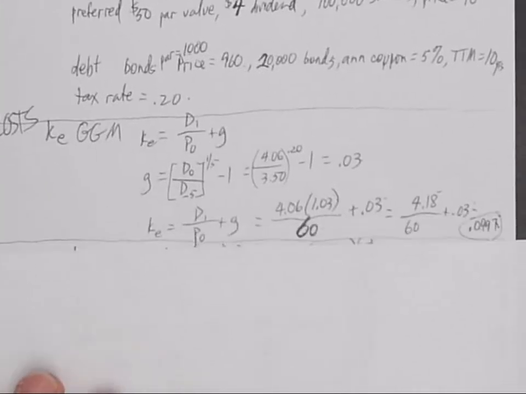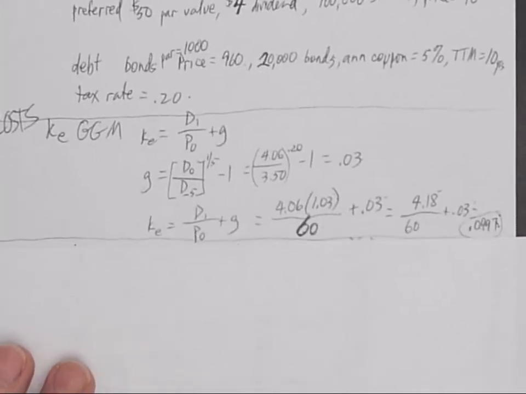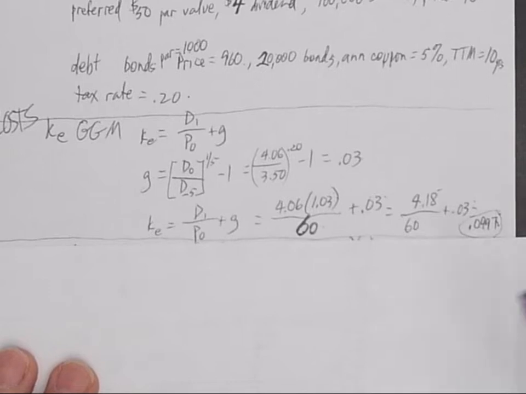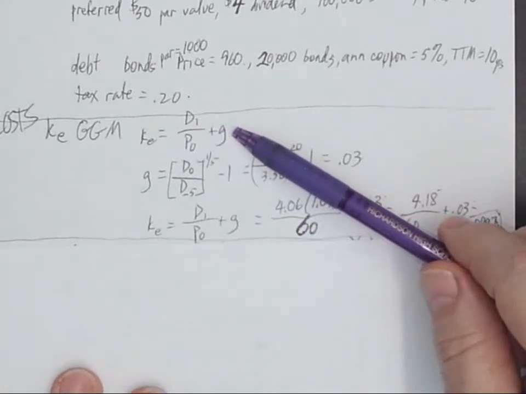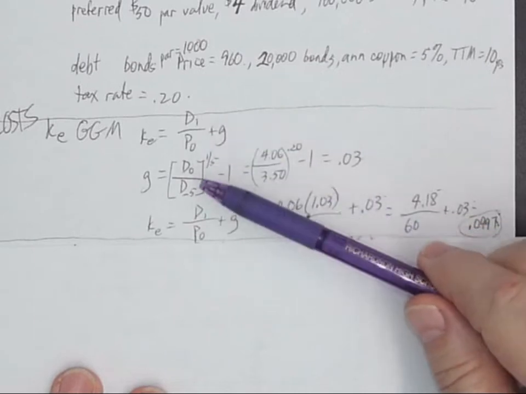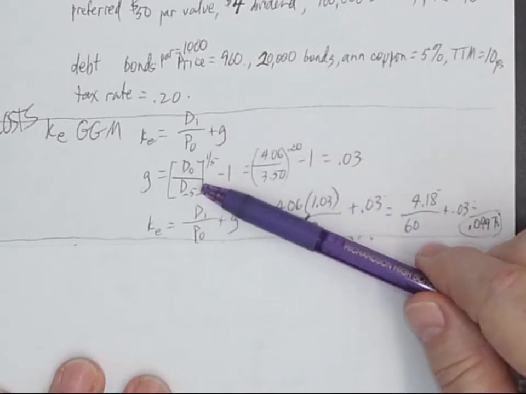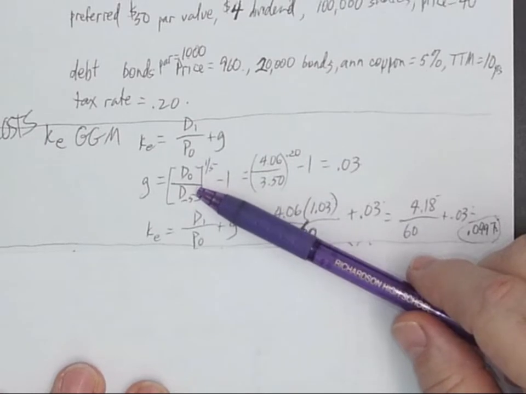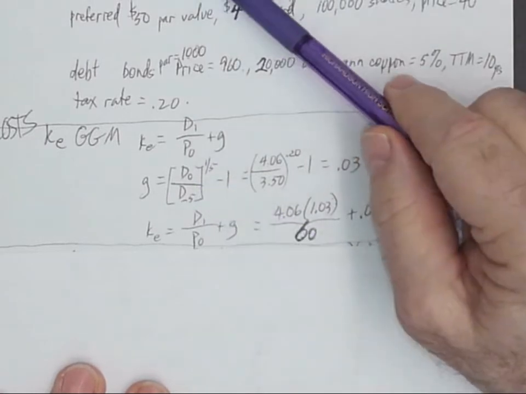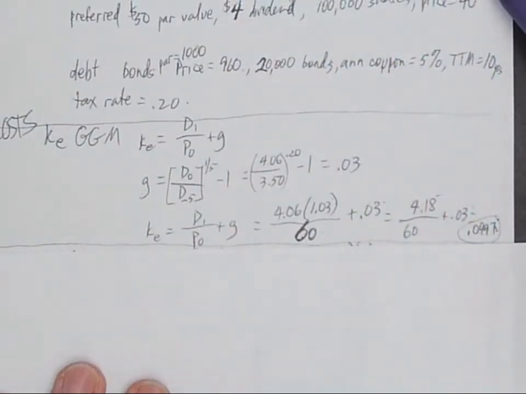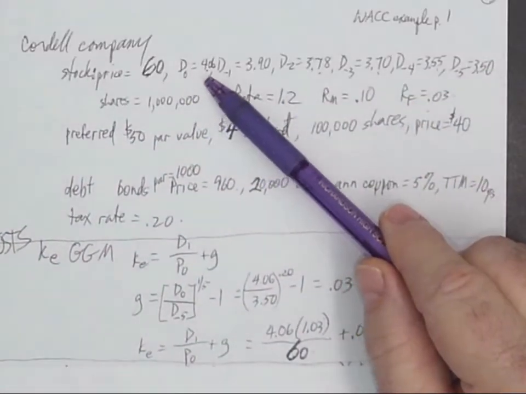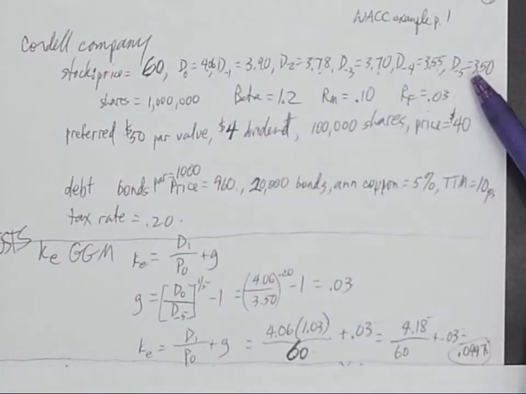Okay, so let's go through and calculate the cost of equity. Well, the cost of equity is D1 over P0 plus G, but we need a G. And here's how we're going to get this G value. We're going to go from D0, $4.06, back to D minus 5, which is $3.50.